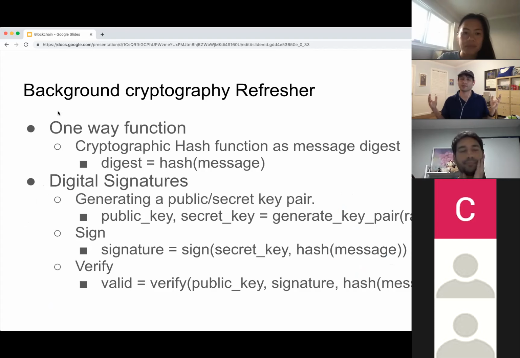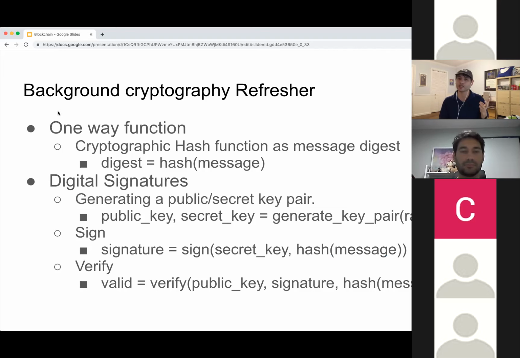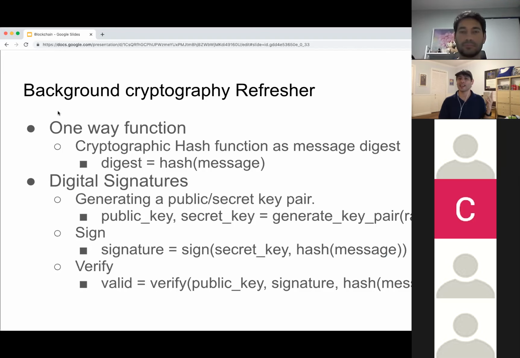So quick background. Why do we call these things cryptocurrencies? The answer is that at the very core of what these data structures are is cryptographic primitives. And there's two main cryptographic primitives that you need to understand to be able to understand cryptocurrencies. The first is a one-way function, also known as a hash function, also known as a cryptographic digest. And the second is a digital signature.